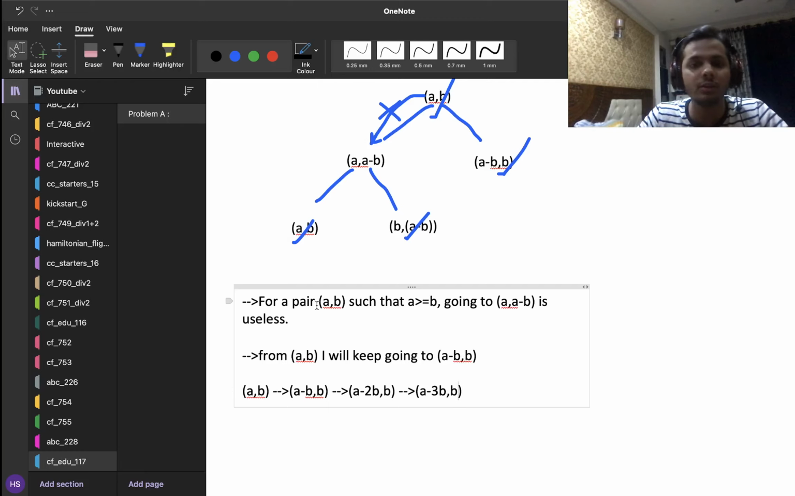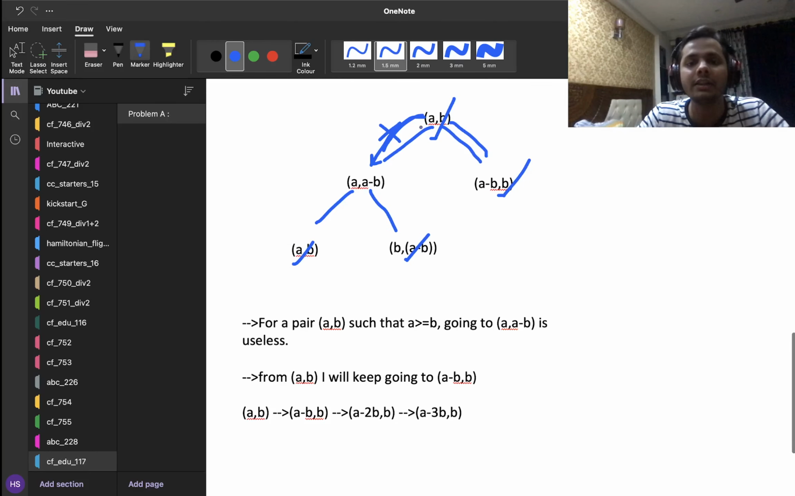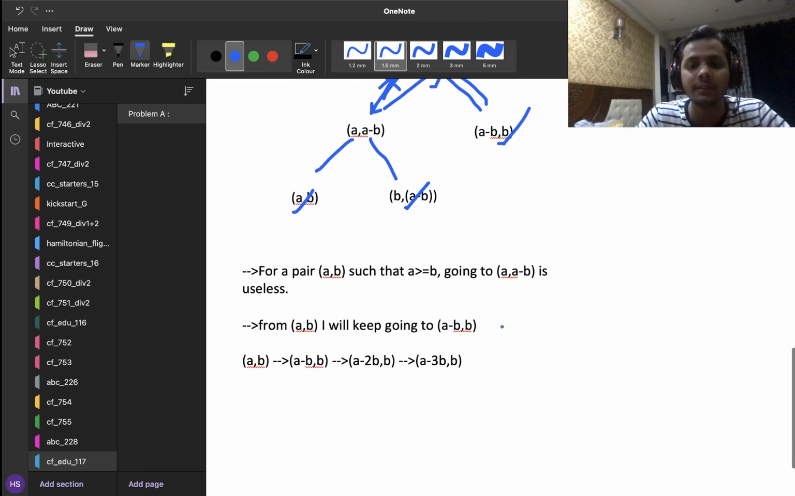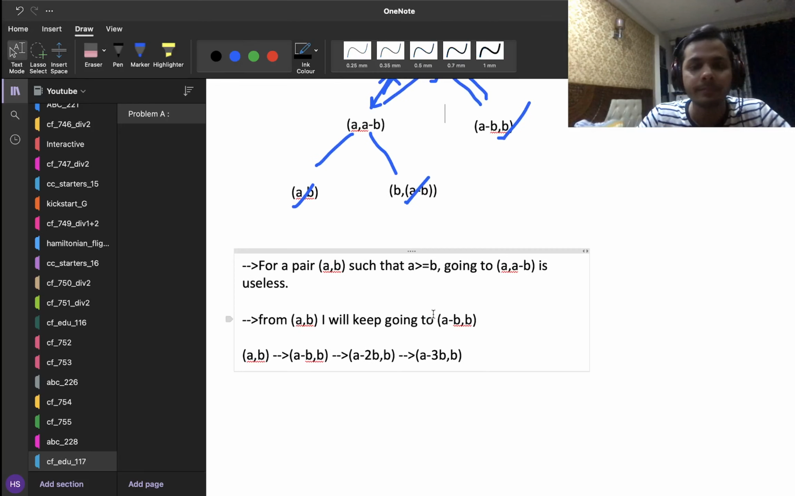It doesn't make sense to go left. This is a left operation and this is a right operation. In the left operation, I am changing the second variable. In the right operation, I am changing the first variable. I have already proved that changing the second variable is always useless, because if I try to go further, I will already go to previously explored states. So it is useless, and so on.